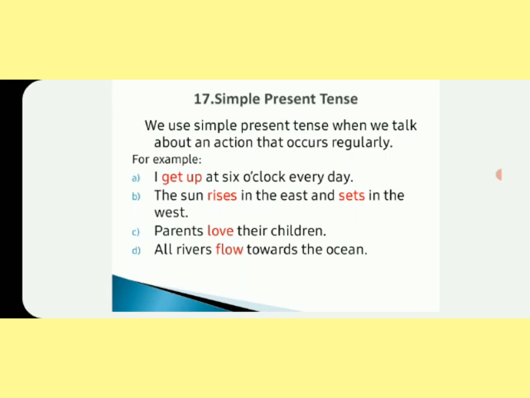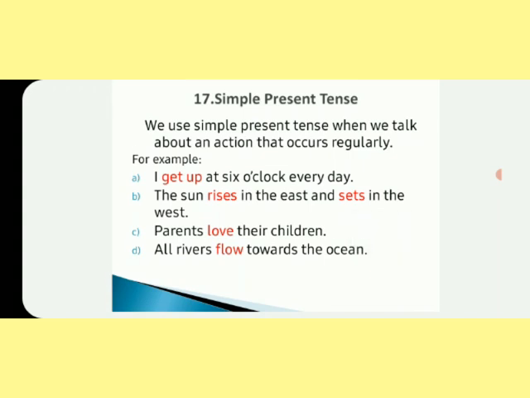Parents love their children. So you can see the subject, parents, so the verb is love, their children. If there is only one parent, for example only mother or father, the subject would change. See, parent, single, so my verb also would change. See, loves, it would be with s.